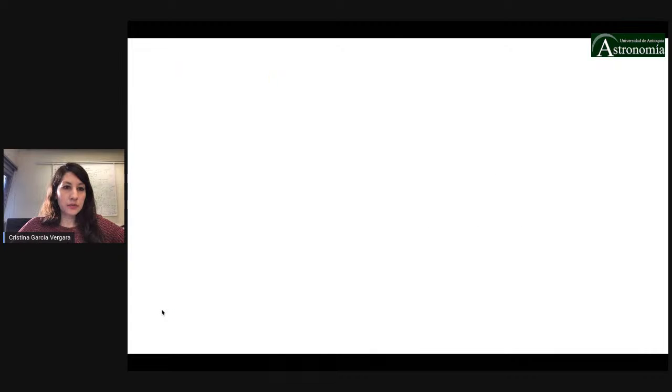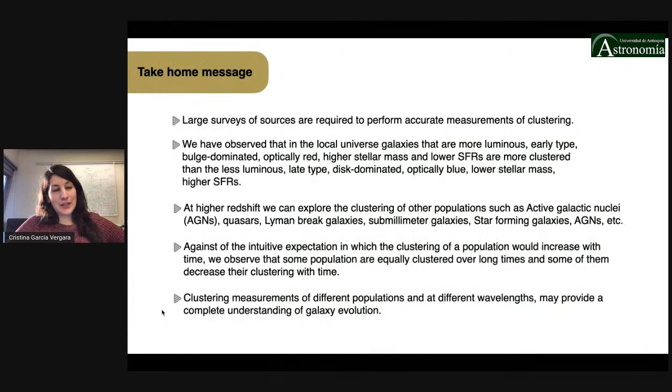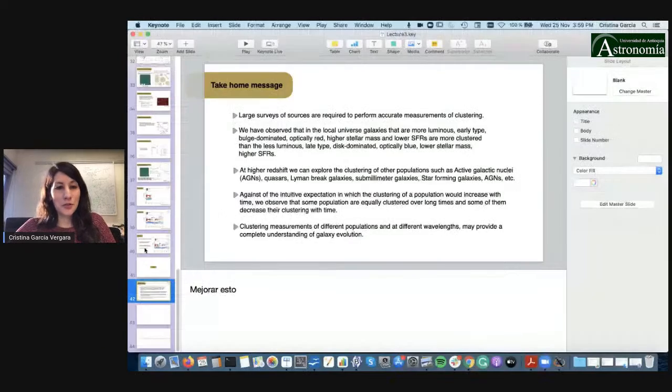Tomorrow we are going to talk about some of the physics behind this, and I will tell you how we can interpret all those results, specifically how we can understand that some populations have higher clustering at higher redshifts, which is not so intuitive. Also, I'm going to tell you how we can put all this information together to really understand galaxy evolution in general. I hope you can join us tomorrow.